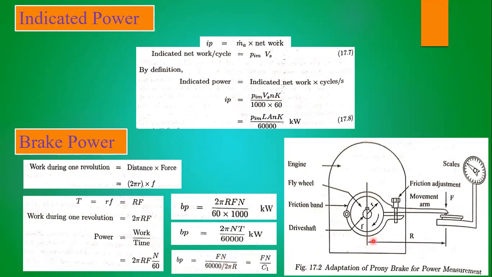Why? Because this R is not going to change, and also 2 pi is a constant, and 60,000 is also a constant. So we make it a constant, and by varying the speed, these two are varied. So different brake powers at different points and different speeds we can get with the help of this formula. With the help of this we can find out the R and F here, and the speed we can directly know with the help of a tachometer. Tachometer is the device which will help us to find out the speed in RPM.